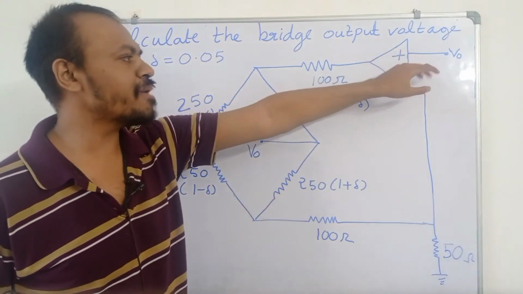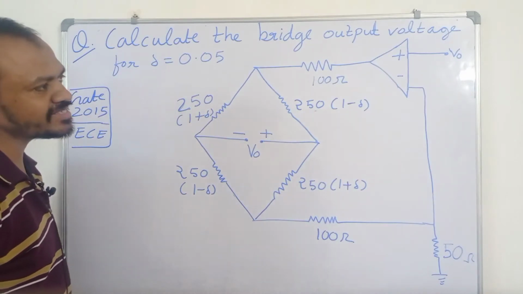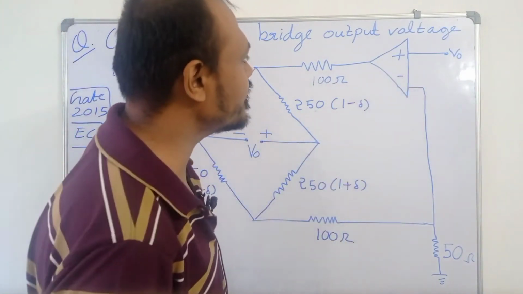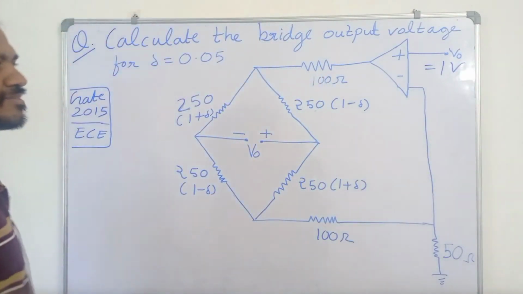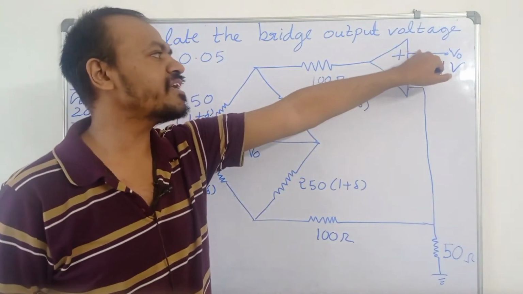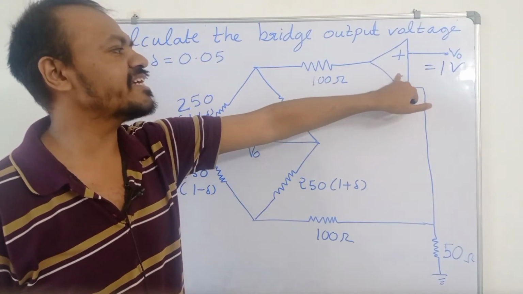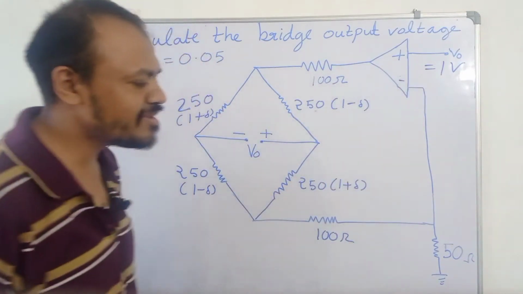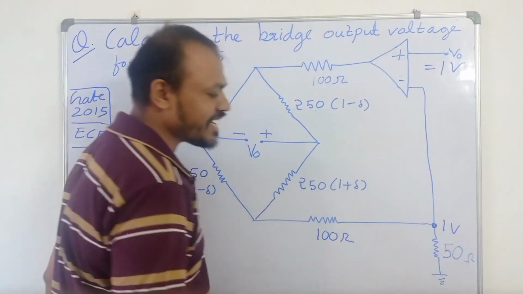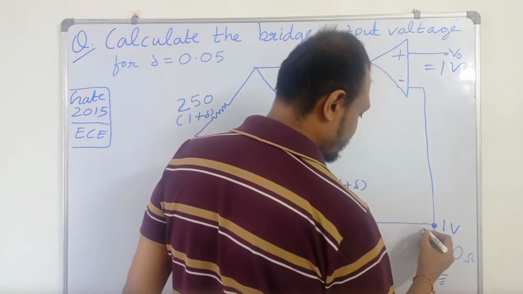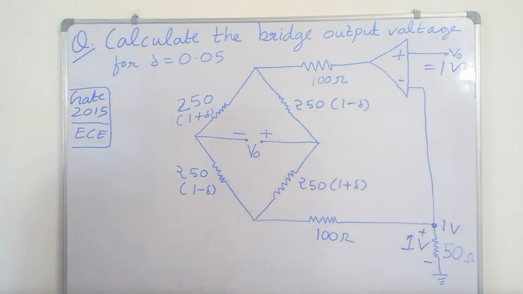So this op amp is an ideal op amp, so we can apply the virtual short circuit concept. The voltage V naught was given to us as 1 volt in this question. So if the voltage of the non-inverting terminal, that is this plus terminal, is 1 volt, the voltage of this inverting terminal, that is this negative terminal, will also be 1 volt. So the voltage across this 50 ohm resistance is 1 volt.